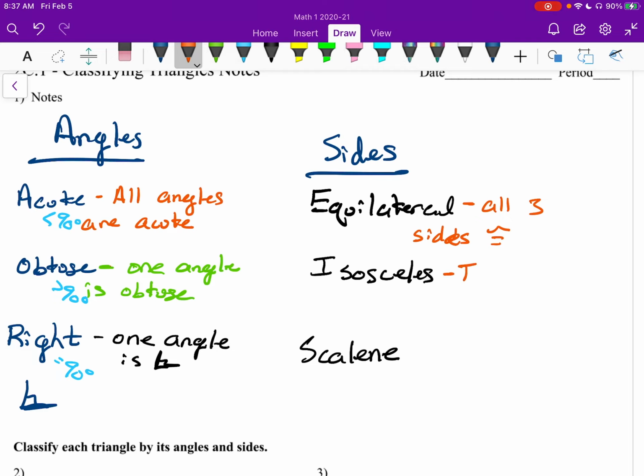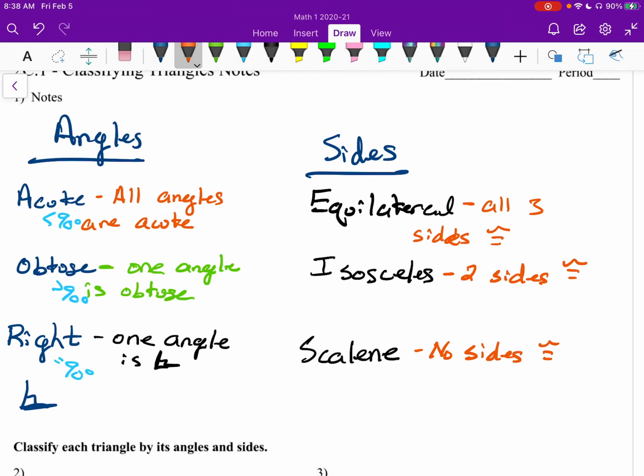For isosceles, we say that two sides, you know what, I'm going to use the number 2. Two sides are congruent. And then scalene, no sides congruent.